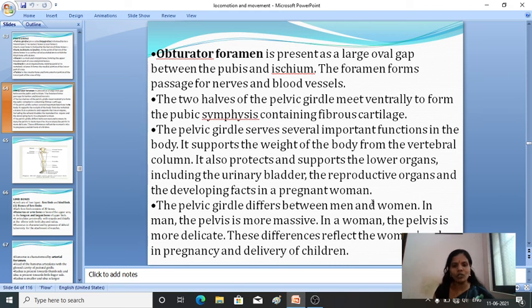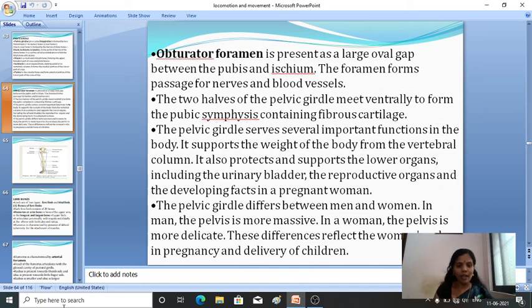So the pelvic girdle plays a very important role. First, it provides support for maintaining the body weight, and second, it protects and supports the lower organs, including the urinary bladder, the reproductive organs, and the developing fetus in the pregnant woman. These are the important functions carried out by the pelvic girdle.